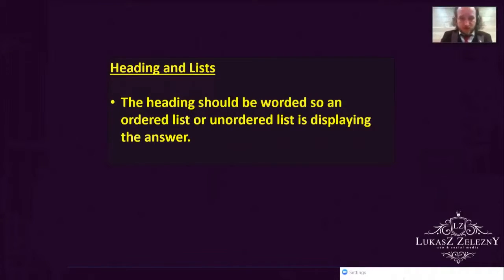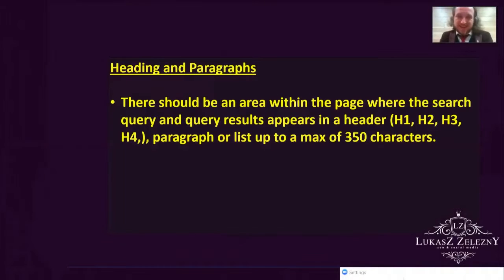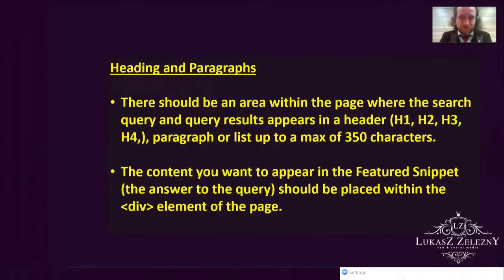So how to be in the answer box? There are a couple of major rules. You need to use headings and lists. You need to use paragraphs which are really separated from the other parts of the text. 350 characters is a good size to try to convince Google to place you in this answer box. Remember that answer boxes are also read by Google Voice when using voice search.